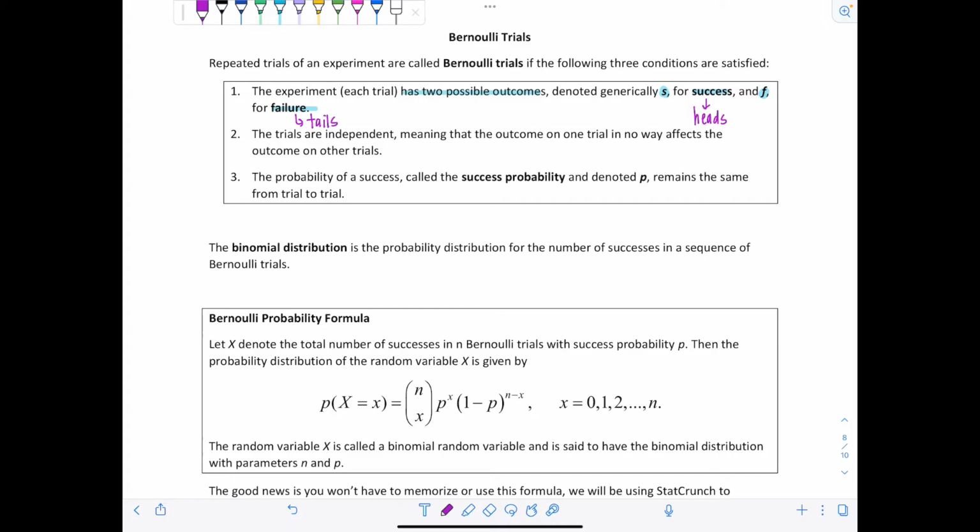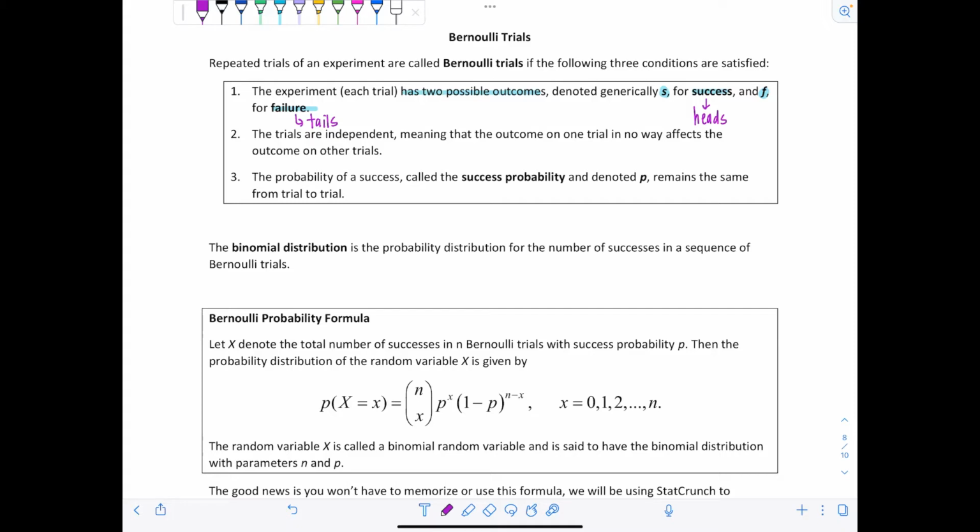The second condition is that the trials have to be independent, meaning that the outcome on one trial in no way affects the outcome on the other trials. So if you think about it, flipping a coin is a perfect example because the result of one coin flip will not impact the result of any coin flips that come afterwards.